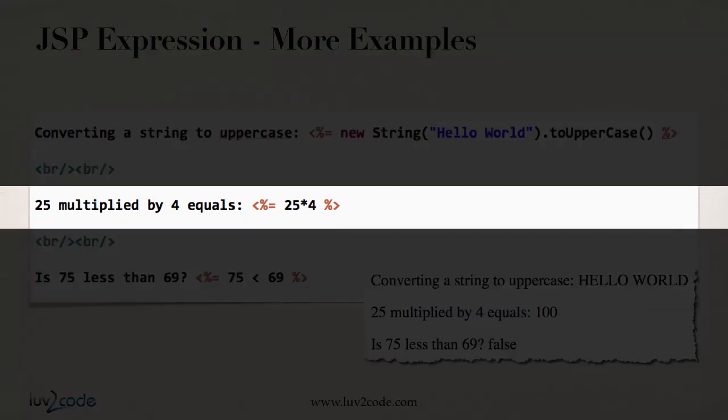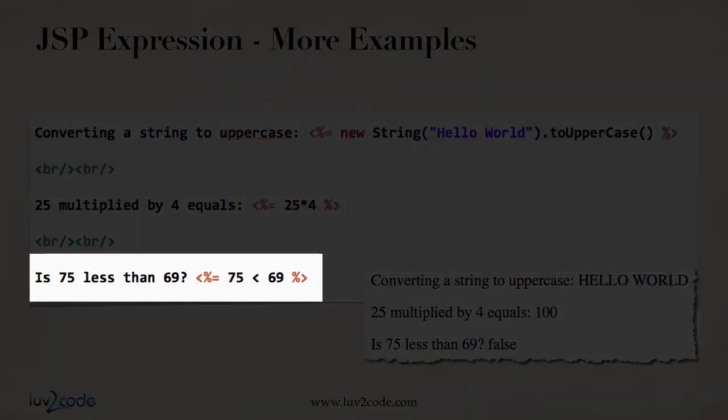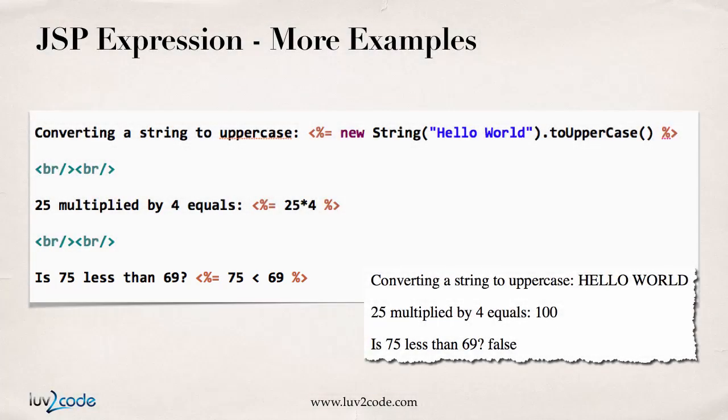You can also make use of mathematical expressions. Here I can multiply a value, 25 times 4 equals, and you can put any math expression in there that you'd like. You can also have Boolean expressions. Here I could say, is 75 less than 69? And it'll give me a value of true or false. And that's an example of using JSP expressions. So we saw objects, mathematical expressions, and also Boolean expressions.